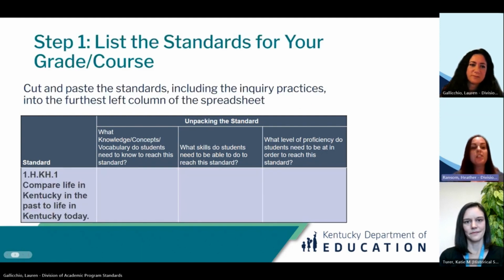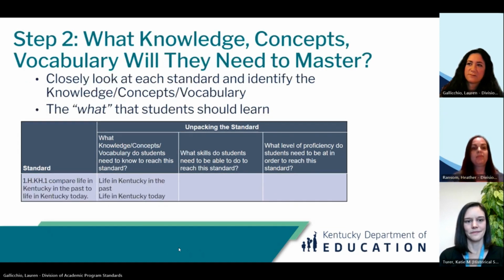So first, we've inserted the standard. Again, our standard that we are going to be looking at today is compare life in Kentucky in the past to life in Kentucky today. Next, looking at the knowledge, concepts, and vocabulary that students need to know, you can see in the standard that it says life in Kentucky in the past and life in Kentucky today. So those are the concepts that kids are going to need to be able to identify.